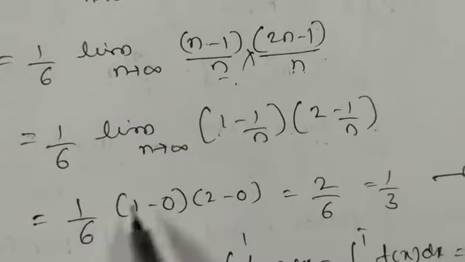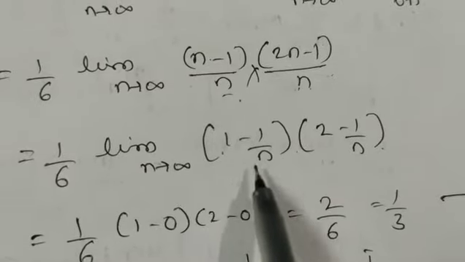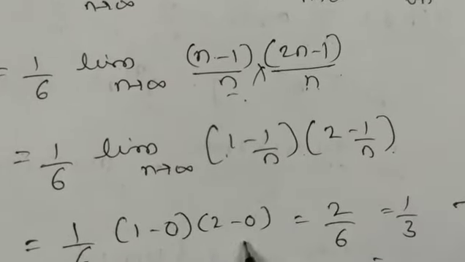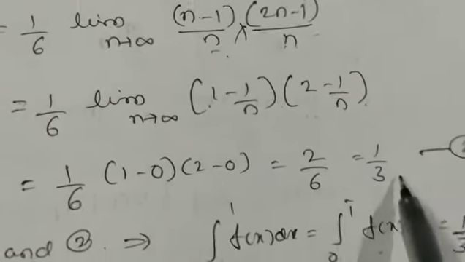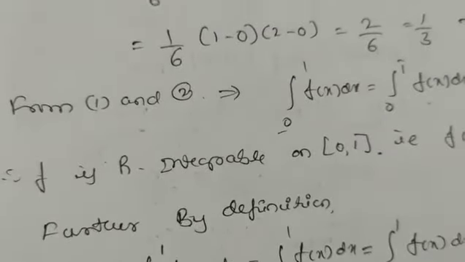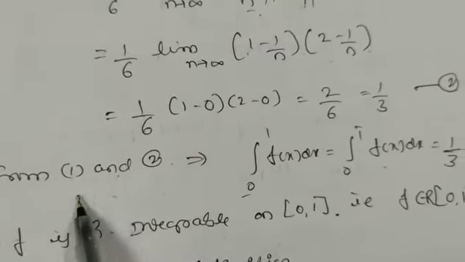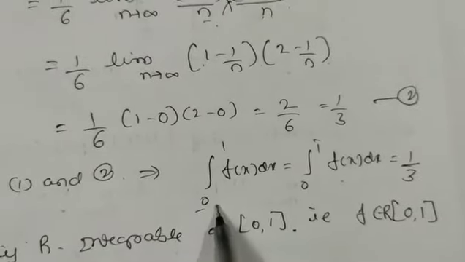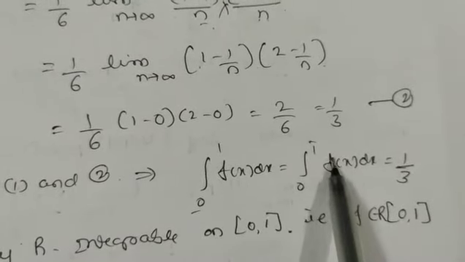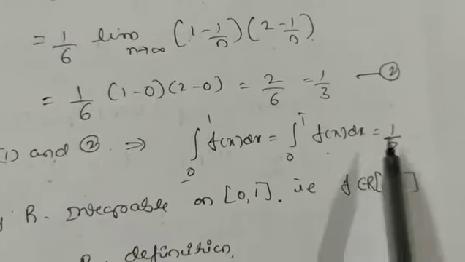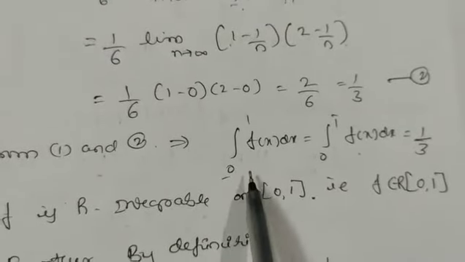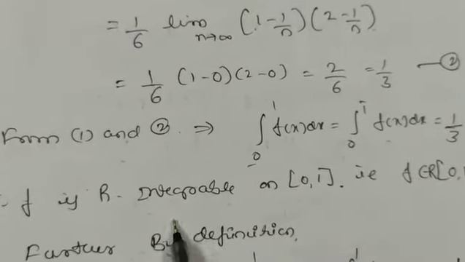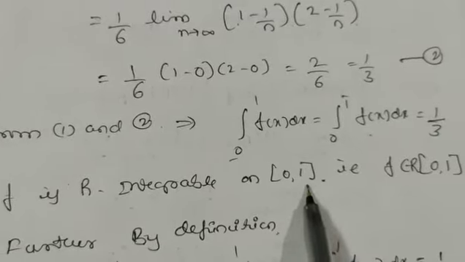So 1 by 6, and as n tends to infinity, 1 by infinity is 0, and 2 minus 0 is 2. 1 into 2 is 2, and 2 by 6 is 1 by 3. Take this as equation number 3. So from equations 1 and 2, what we got is that the lower Riemann integral is equal to the upper Riemann integral, equal to 1 by 3. So if both lower and upper integrals are the same, it is Riemann integrable on a comma b, that is 0 comma 1.